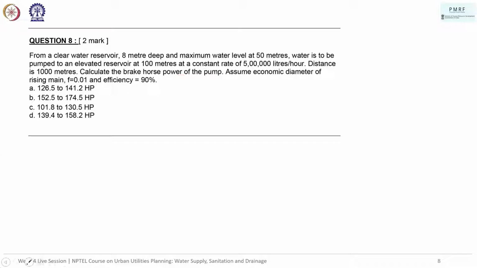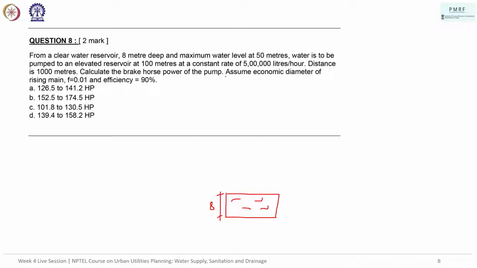So, what we are looking at here is a clear water reservoir from where we are going to take water. So this is going to be our input, right? And the depth of this reservoir is 8 meters, right?